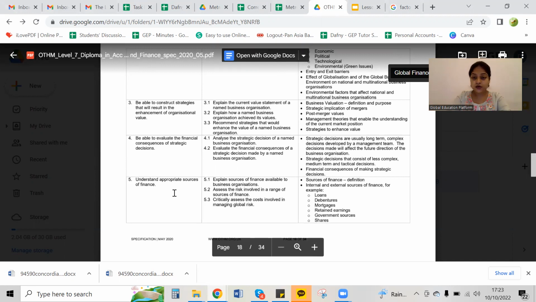It's going to be about the sources of finance, because that is one of the very important elements. Without funding, without finances, it's quite hard for any business to operate. So that we will be looking at today. And let's look at the assessment criteria in here. It's about explaining the sources of finance available and then the risks involved.